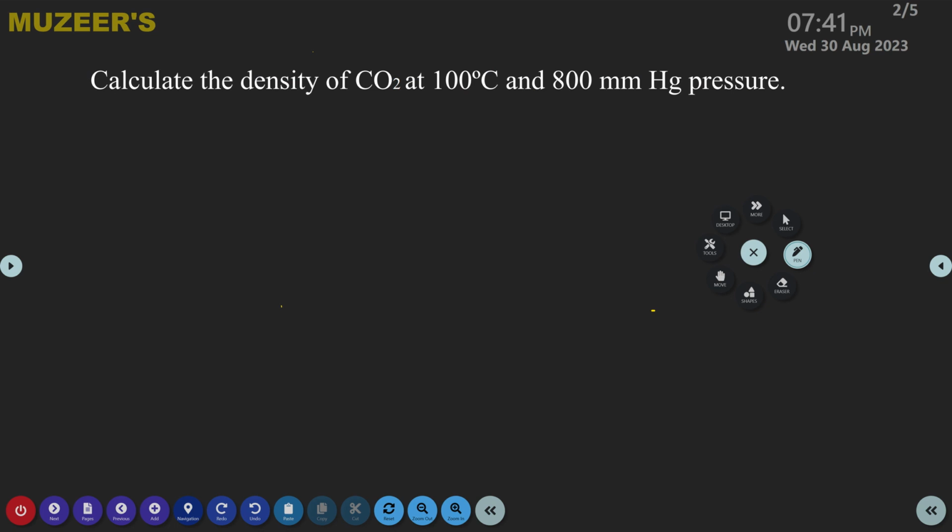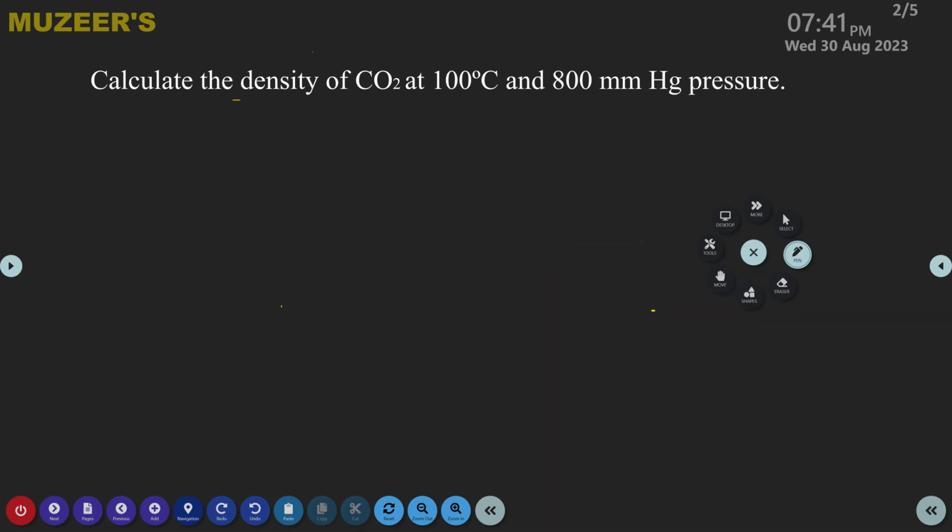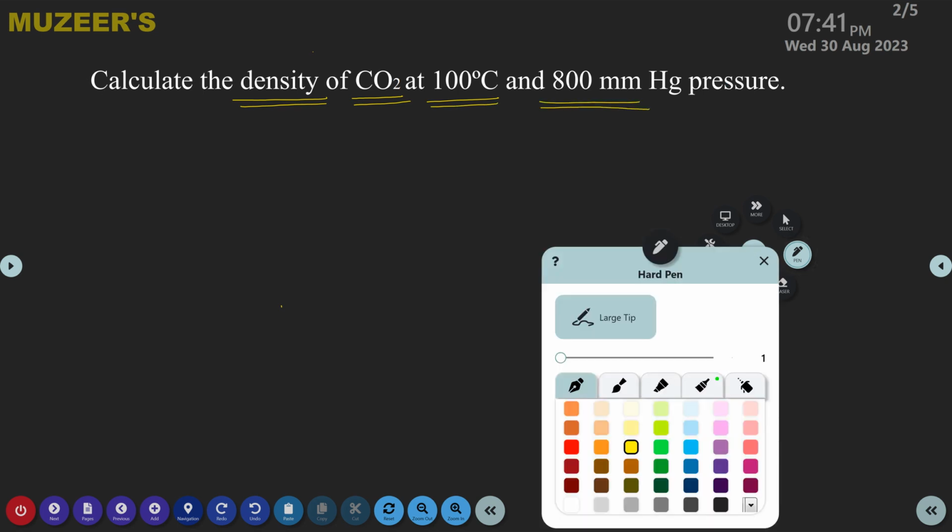Now calculate the density of carbon dioxide at 100 degrees centigrade and 800 mm Hg pressure. See, in this problem what you have to find. What data is given here? We have to find the density of carbon dioxide gas at 100 degrees centigrade and 800 mm of Hg pressure. Okay. So we have to find density.